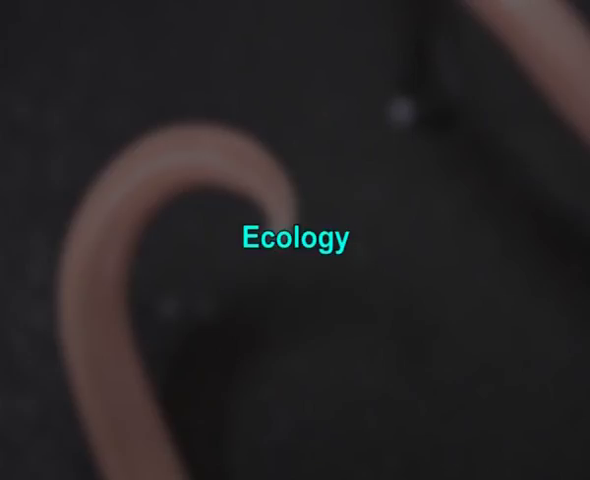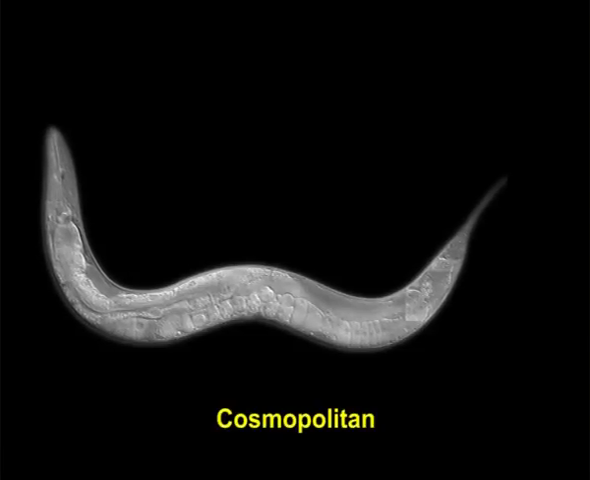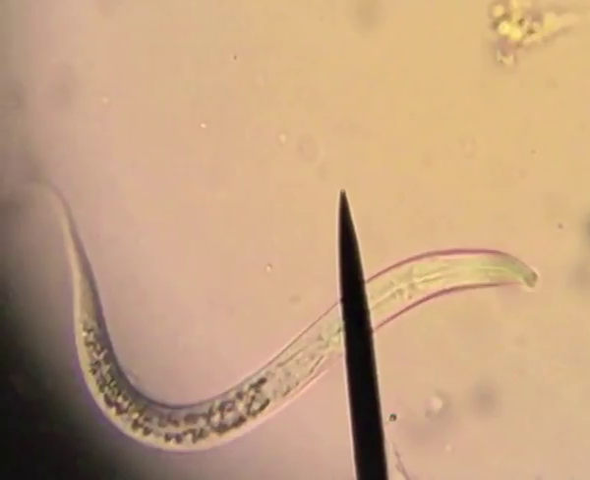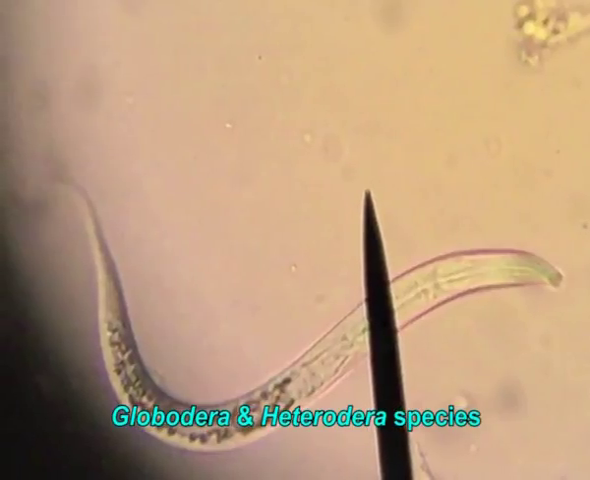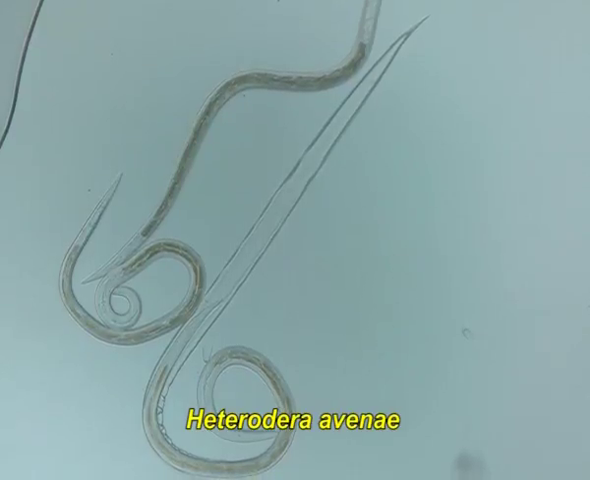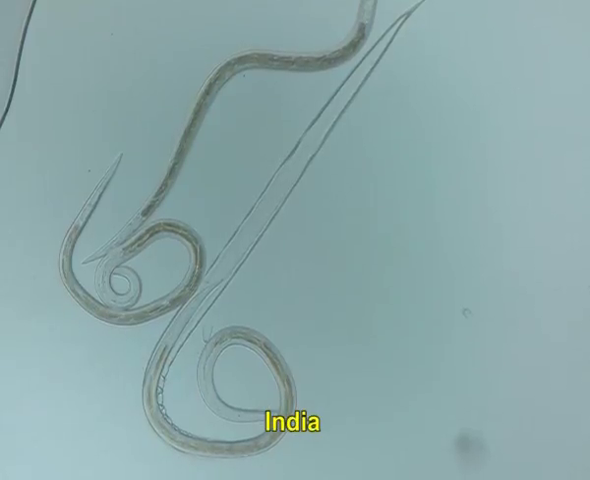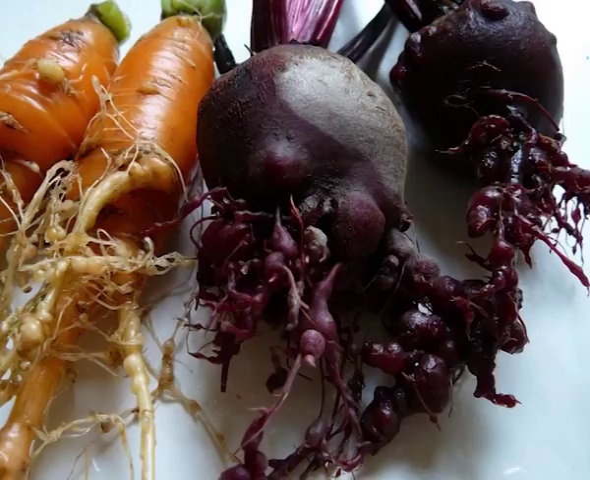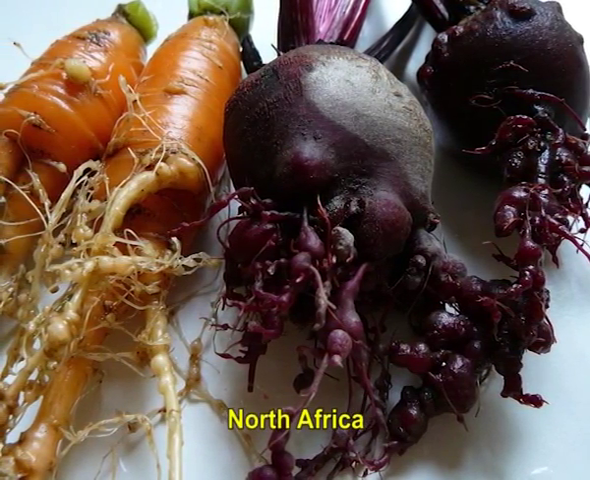Ecology of this nematode. Species of cyst forming nematodes are less cosmopolitan but as pathogenic as root knot nematodes. The most widespread among them belong to Globodera and Heterodera species. Heterodera avenae is a common species in temperate areas of India where it is the causal agent of a disease of wheat called molya. They cause considerable damage in the western countries of North Africa.